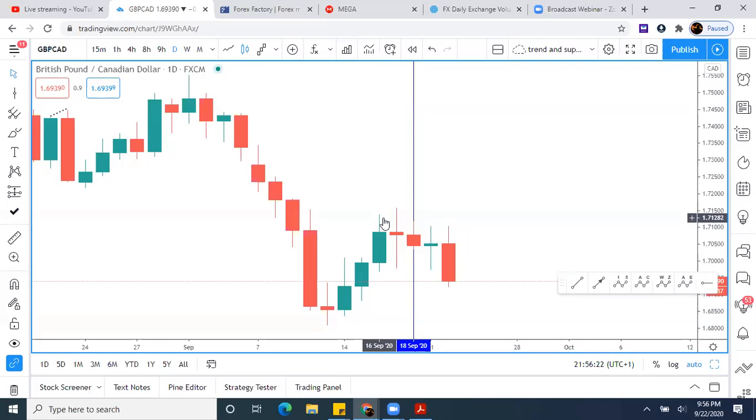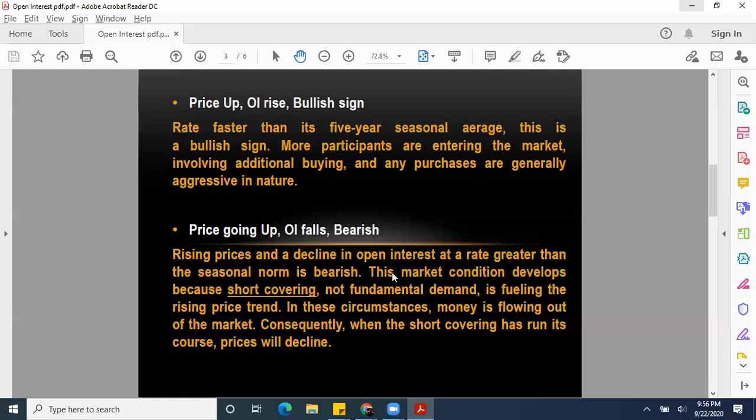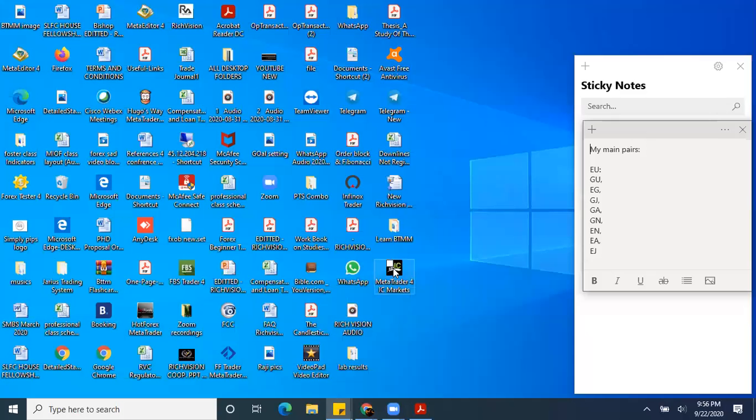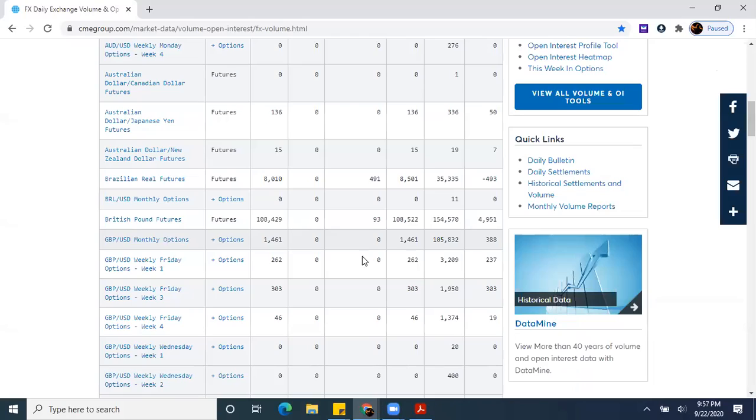This is GBP card. Unfortunately, I don't have any MT4 open. Let's see if I can quickly open one MT4 and we'll go in and see how we might have been able to interpret GBP card.